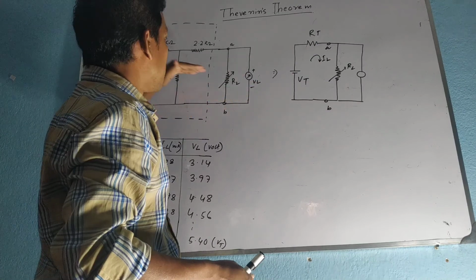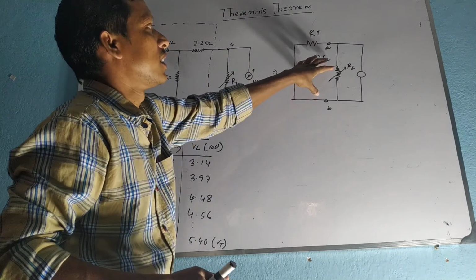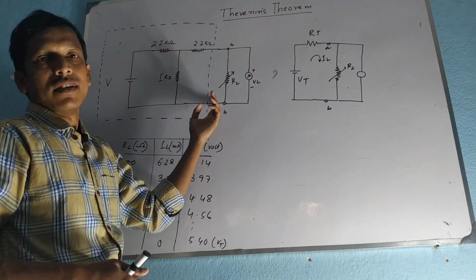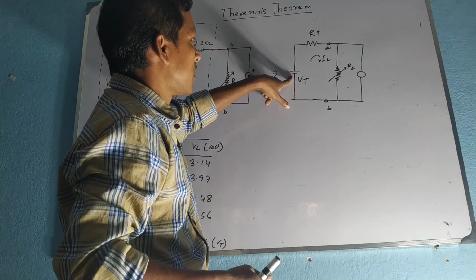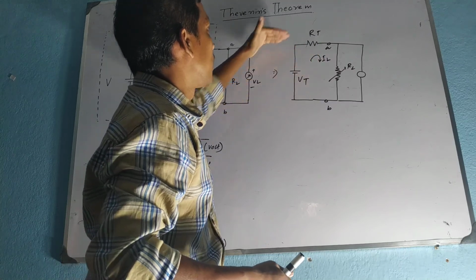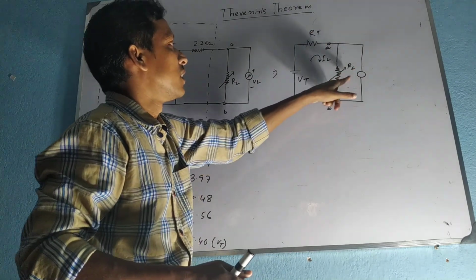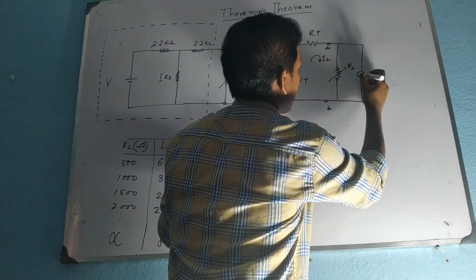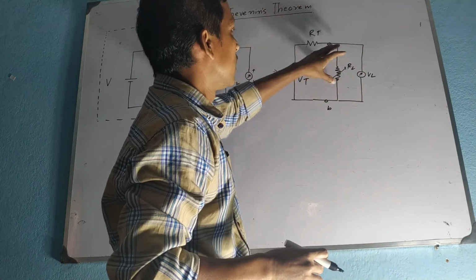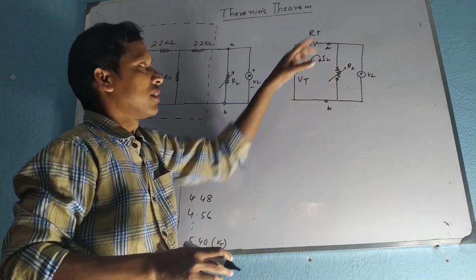According to Thevenin's theorem we can draw the simplified circuit of this circuit by applying Thevenin's theorem at the points A and B. This is Thevenin's voltage source Vt, and this is the Thevenin's resistance, and according to the theorem the Thevenin's voltage source and Thevenin's resistance are connected in series. This is the load resistance, and this is the voltmeter VL by which we can measure the voltage across RL.